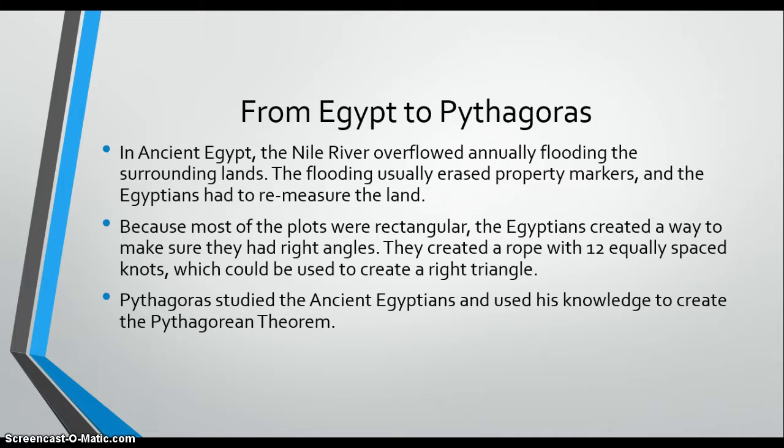Well, because most of the plots were rectangular, the Egyptians were smart and created a way to make sure they had right angles. And they did this by creating a rope with 12 equally spaced knots, which could be used to create a right triangle, because we know if we have a right triangle, we have a right angle. Well, those 12 equally spaced knots ended up making two legs and a hypotenuse that satisfied the Pythagorean theorem. And it was this 12 equally spaced knot rope that Pythagoras used, and other ideas from the ancient Egyptians, to help create his theorem, the Pythagorean theorem.